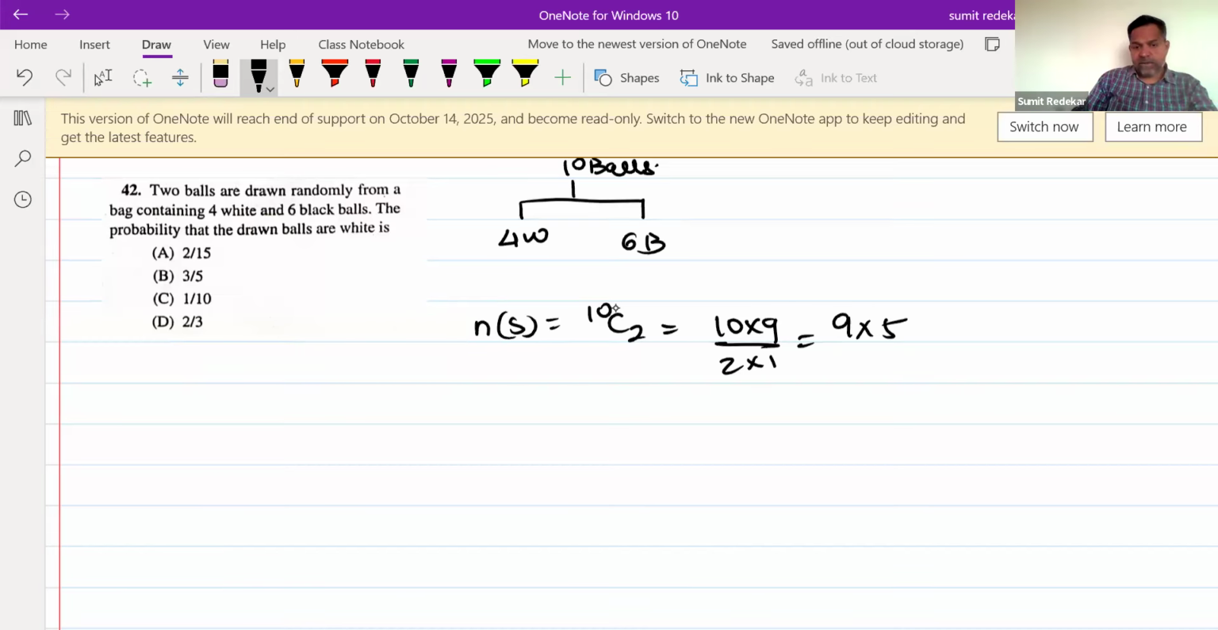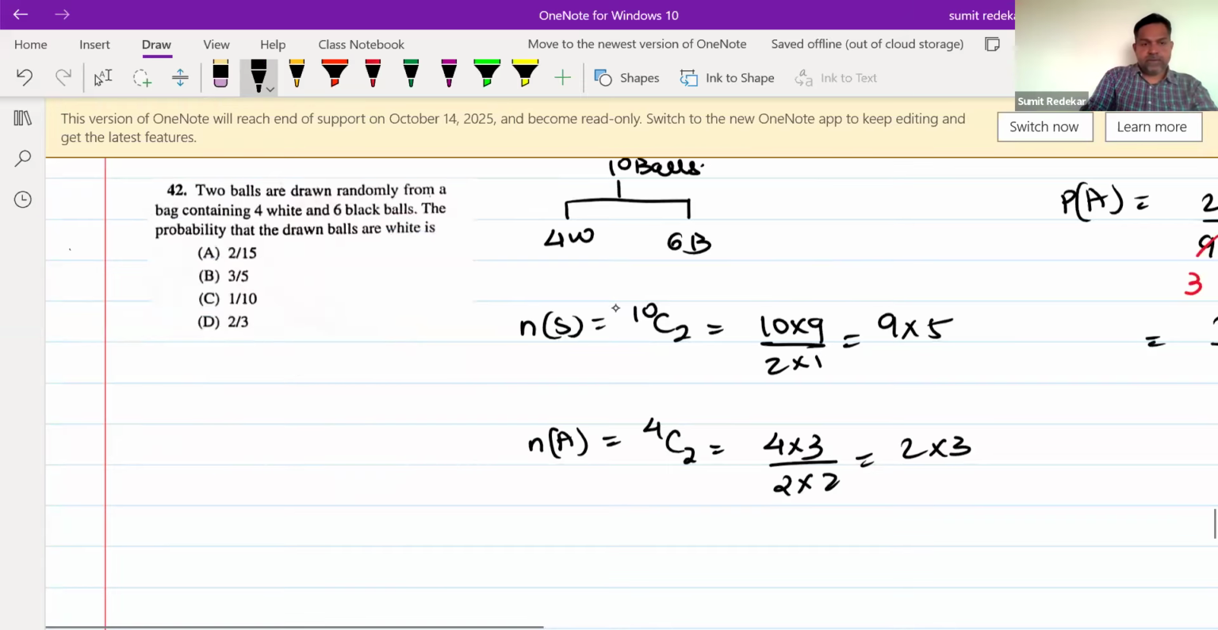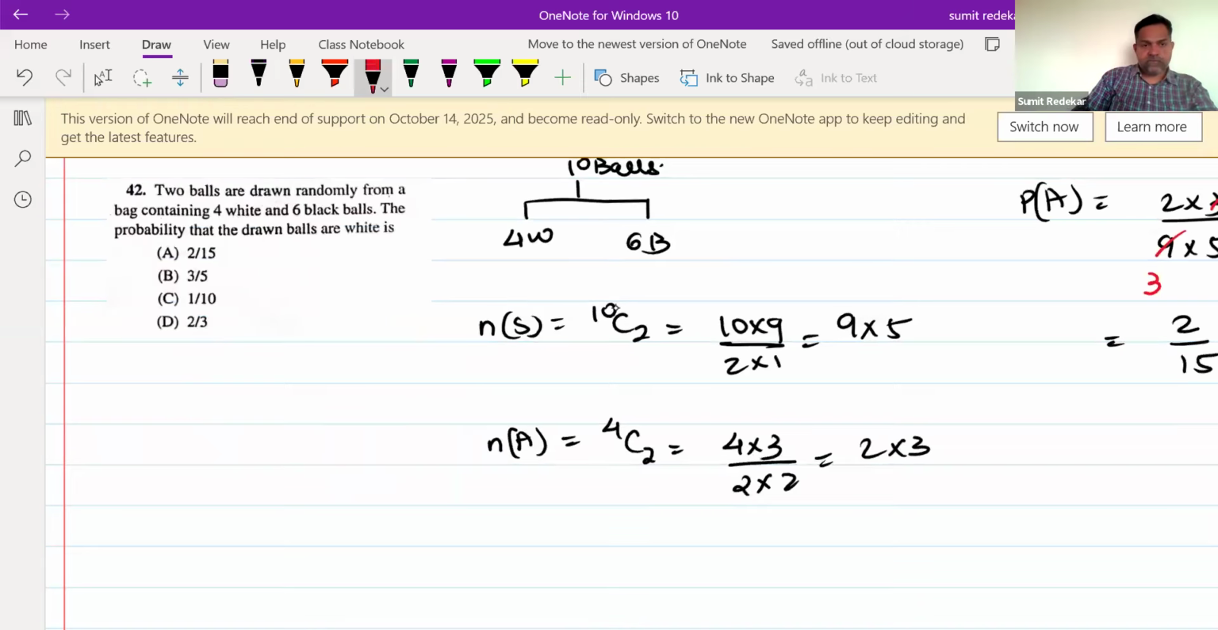तो अगर 4 व्हाइट बॉल है तो मेरे दोनों के दोनों बॉल व्हाइट होने चाहिए, which is 4 upon 3, 2 into 1, which is 2 into 3. What is the probability के A होगा? A होगा 2 into 3 out of 9 into 5 times, which is going to be 3 ones are 3, 3s are 9. Can I say the answer is 2 out of 15? A should be the answer, 2 out of 15.